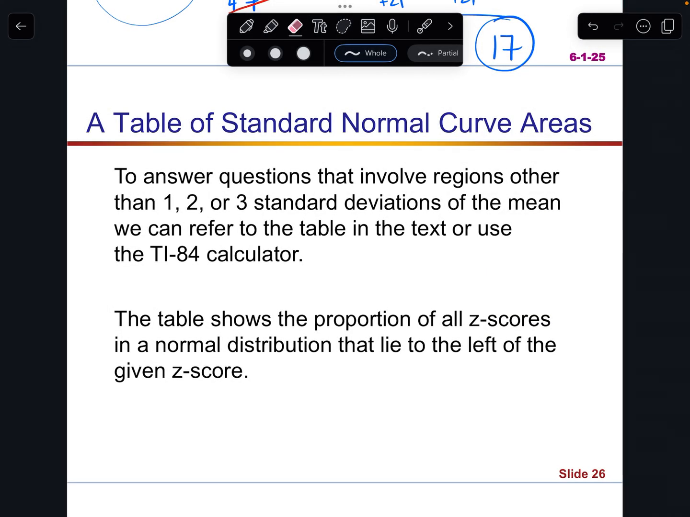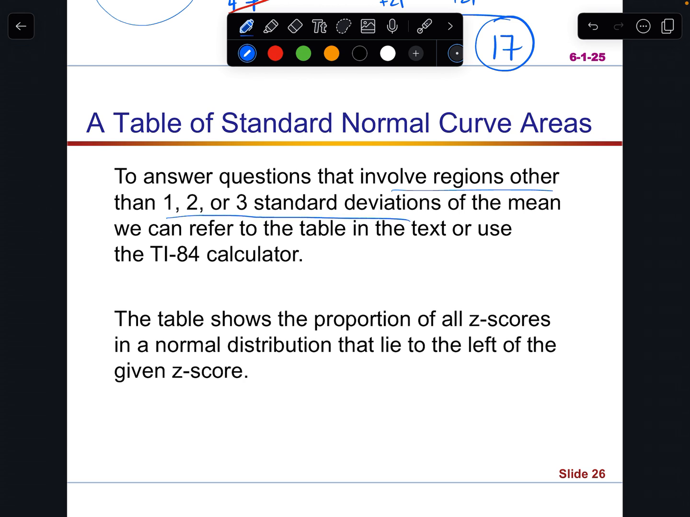So these notes will be for 6.4, going through slides 26 through 34. We're going to continue talking about normal curves. Again, when we talked about those normal curves, it was always involving regions that are 1, 2, 3 standard deviations away from the mean.